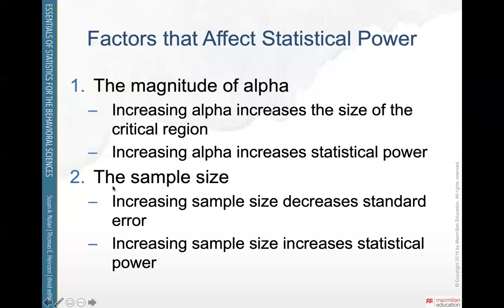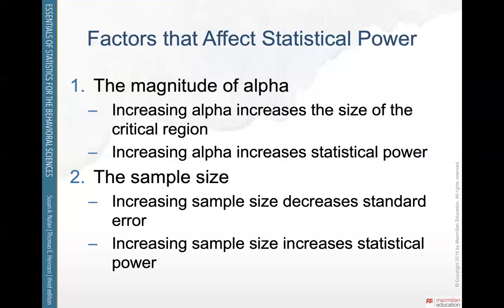For sample size, as sample size increases, that decreases the standard error. We've already talked about this. When we're calculating Z mean, the sample size, the square root of n, is in the denominator. We've already said as sample size increases, that decreases the standard error. Because the standard error is the denominator, as the standard error gets smaller, the overall Z mean gets bigger. The overall Z mean is getting further from zero.